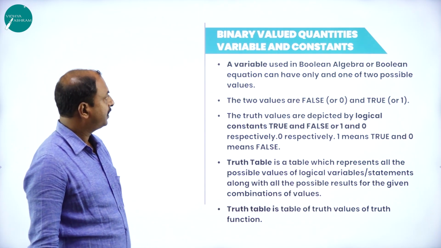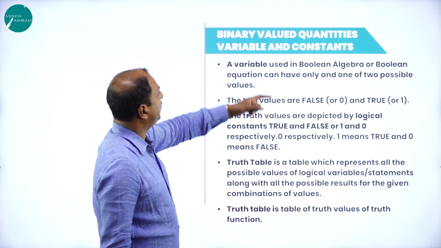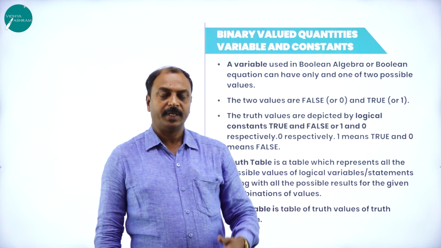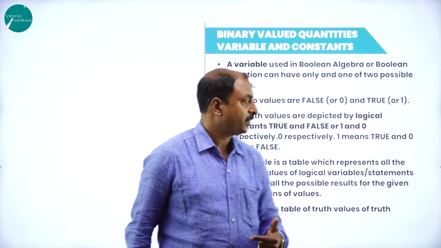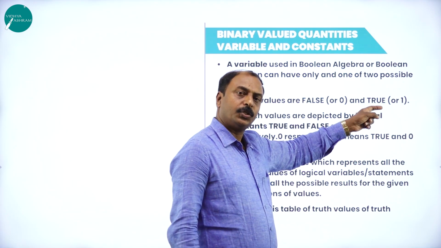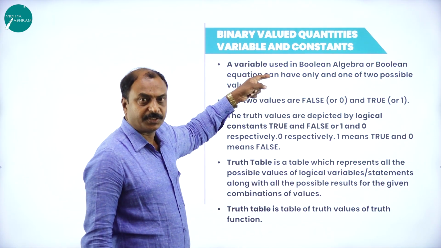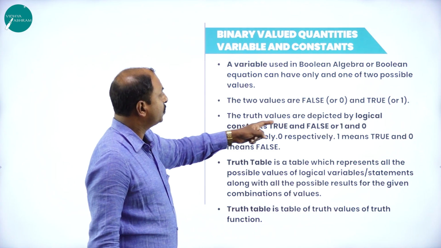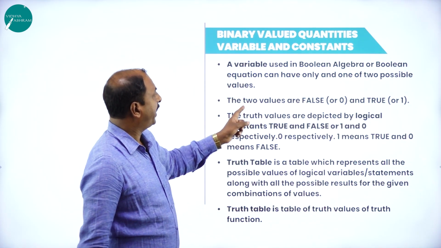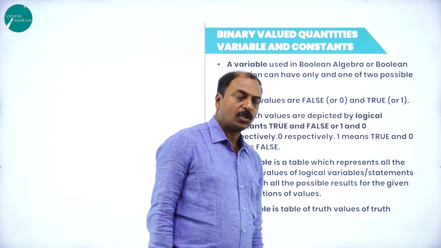Now let us learn a few terms, like what are variables and what are constants in Boolean algebra. In Boolean algebra, a variable used in a Boolean equation can have only 2 possible values. It is a type of variable that can store only 2 possible values. Those 2 possible values are either 0, which we refer to as false, or 1, which is the true state. So these are the 2 values or signals used by variables in Boolean algebra for processing. The truth values are depicted by the logical constants true or false, 1 or 0. These values are called truth values. What are truth values? The possible values for a variable, either 0 or 1, are called truth values.